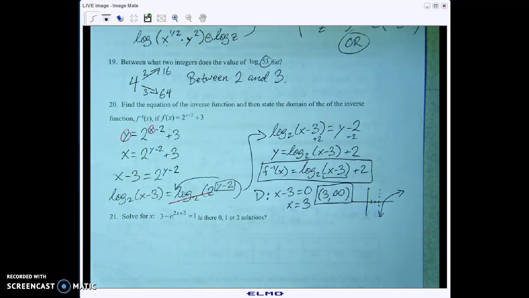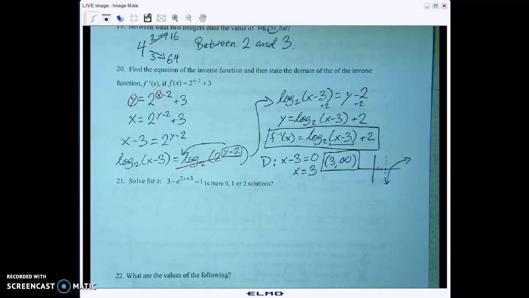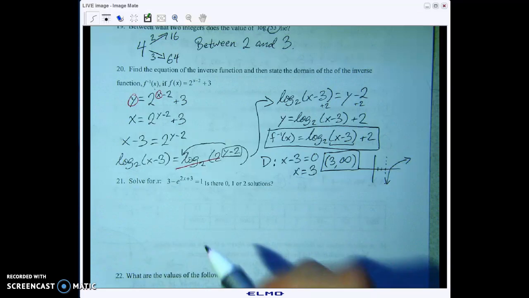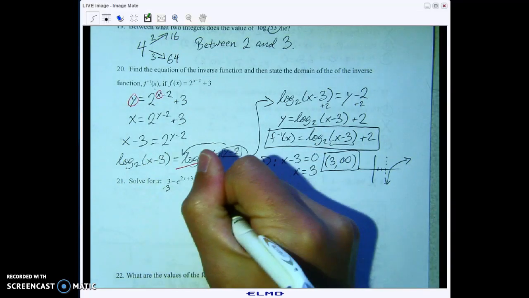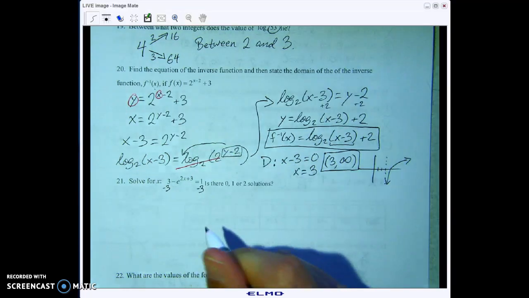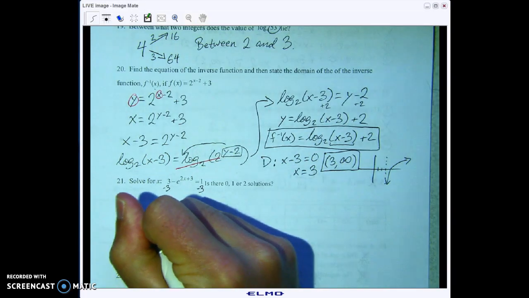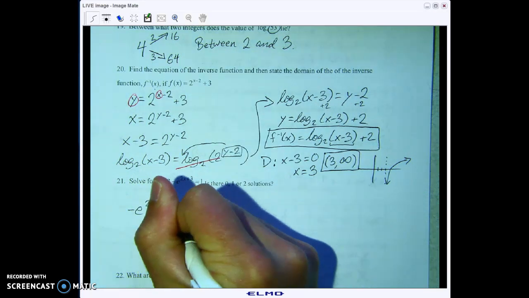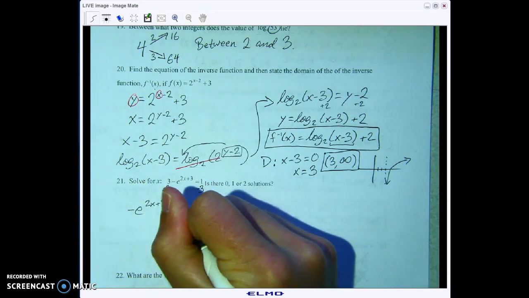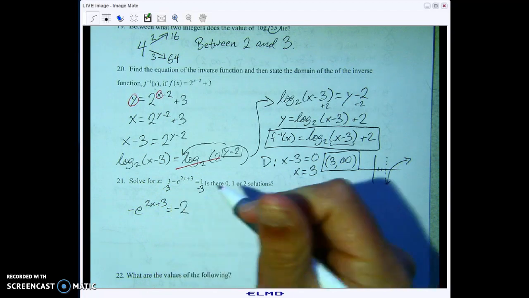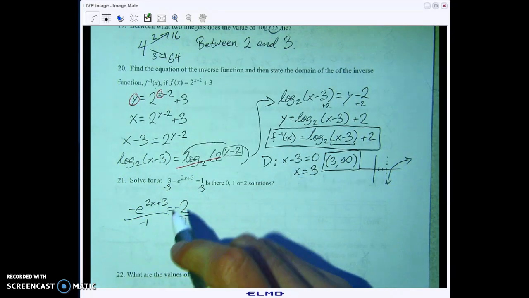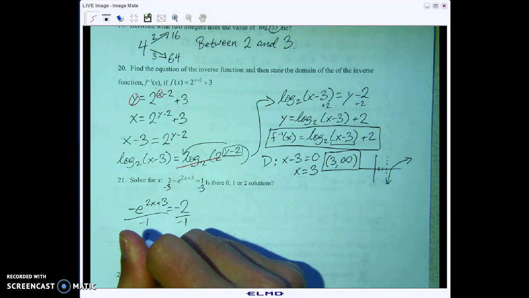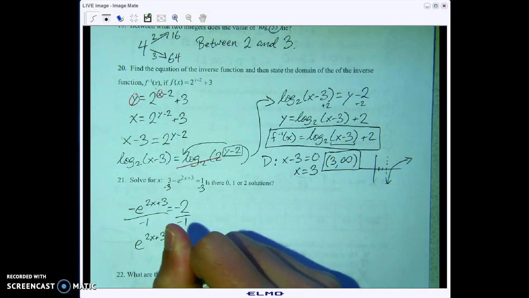All right. So next we've got 21. It says solve for x. We get 3 minus e to the 2x plus 3 is equal to 1. Are there 0, 1, or 2 solutions? Let's find out. First, I'm going to subtract 3 from both sides because that seems like a pretty good place to start. And we will get negative e to the 2x plus 3 is equal to 1 minus 3 is negative 2. But I don't really like the negative situation, so I'm just going to divide everything by negative 1. Right? Sound good? Okay. We get e to the 2x plus 3 is equal to 2.